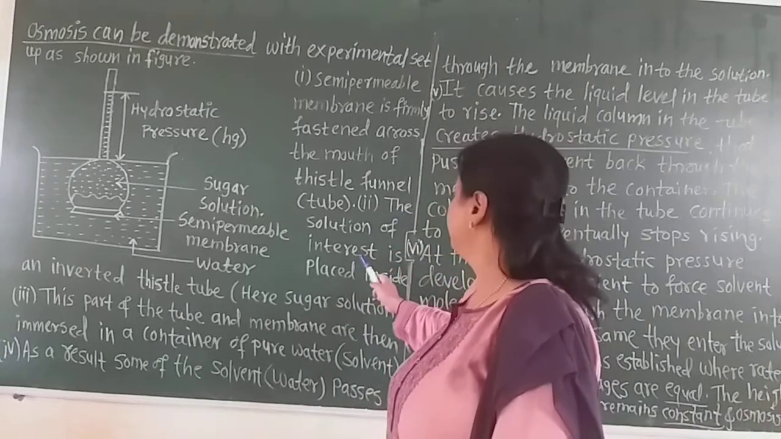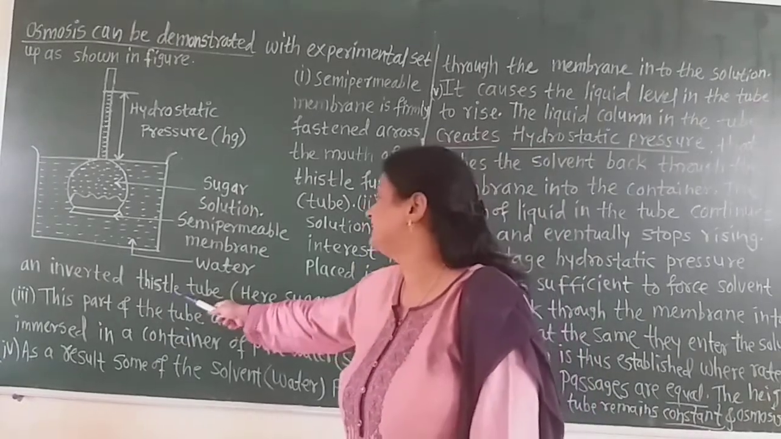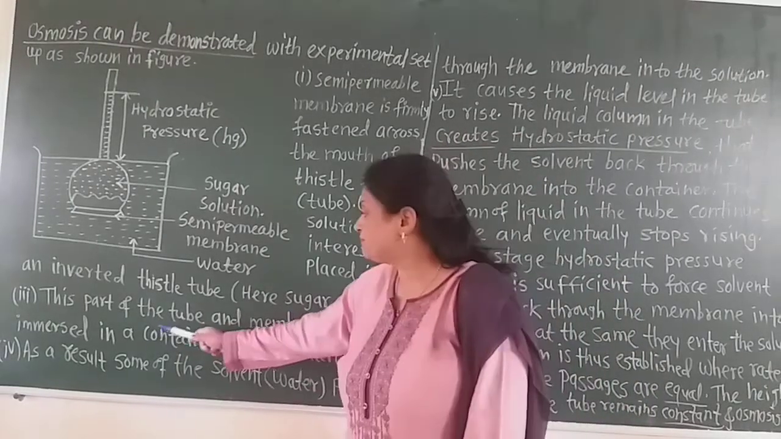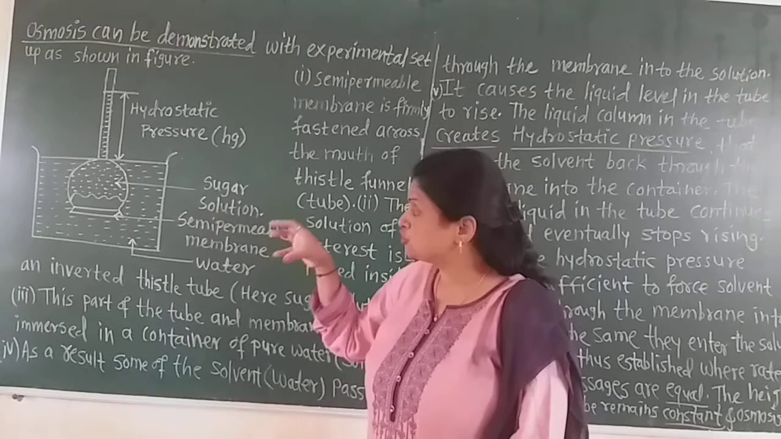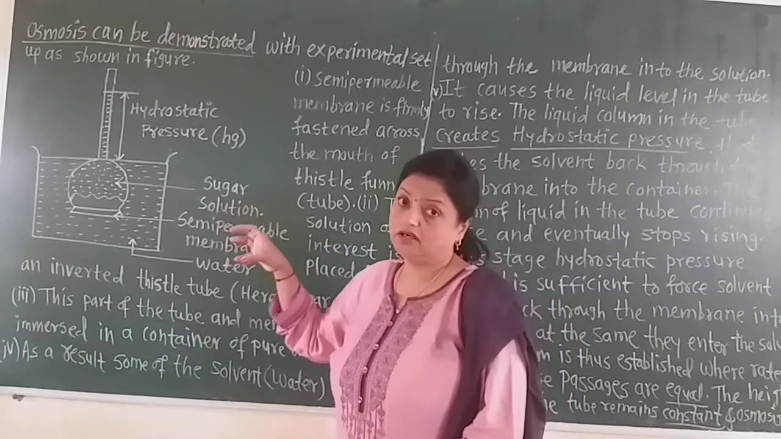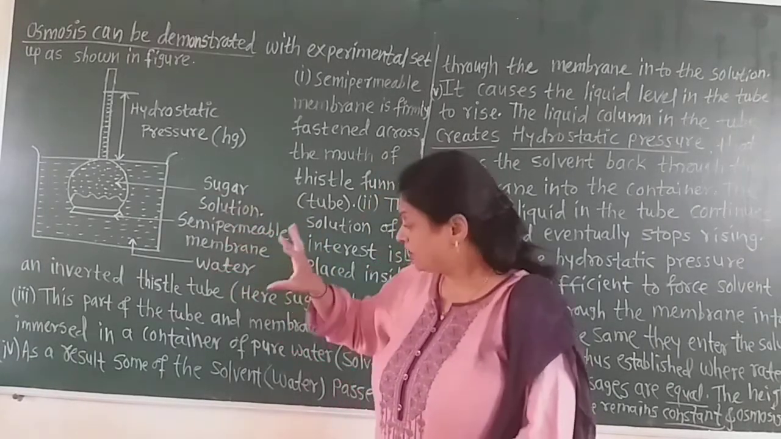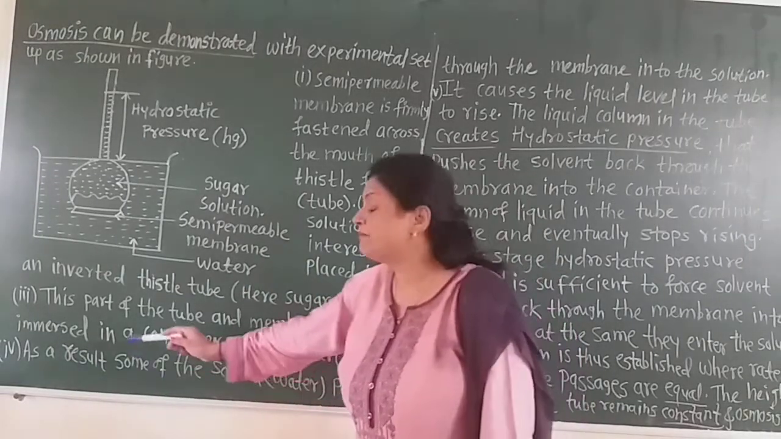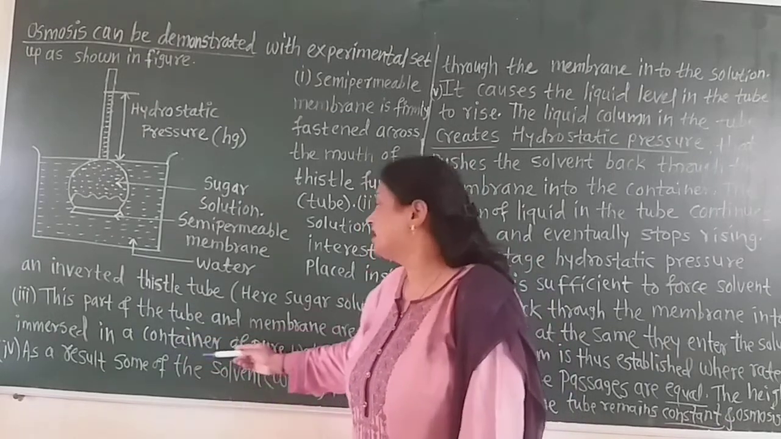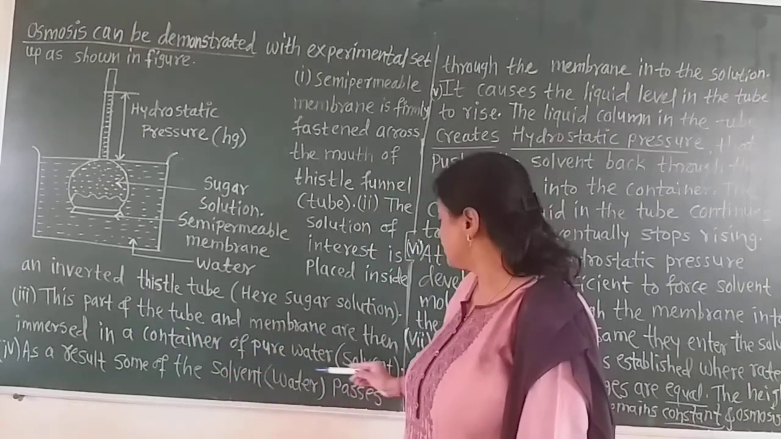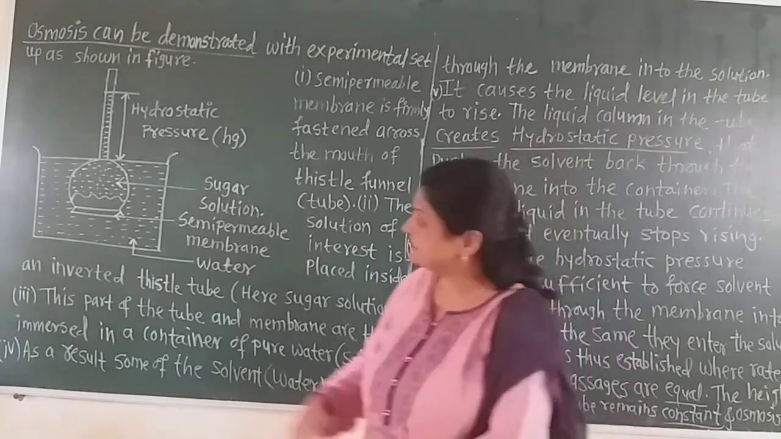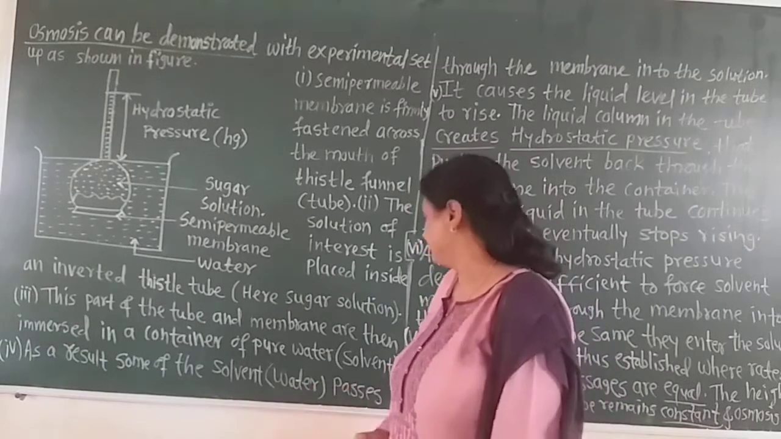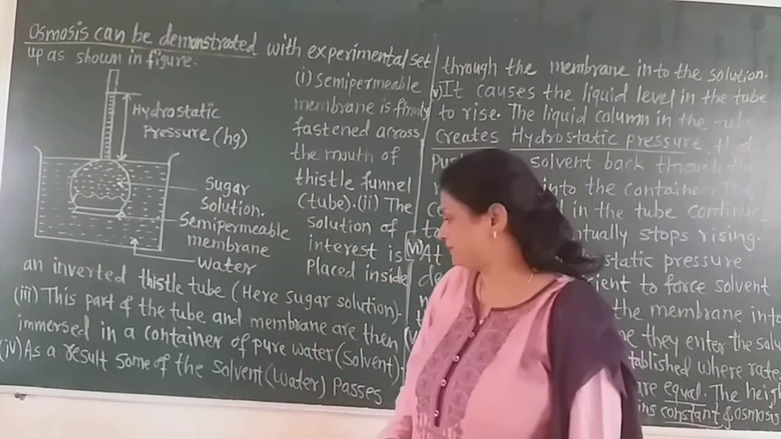The solution of interest is placed inside the inverted Thistle tube. Here we have taken the sugar solution. This part of the tube, where there is the solution and the semi-permeable membrane, is then immersed in a container of pure solvent inverted. Now this is immersed in the pure solvent present in the container. Here the pure solvent is water.